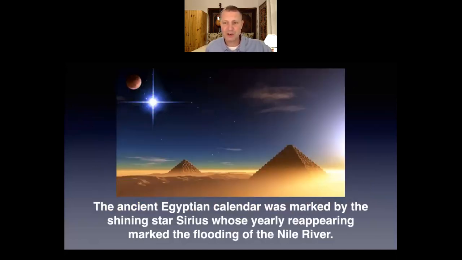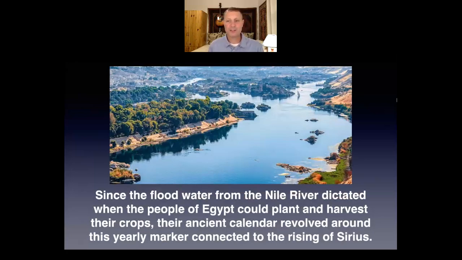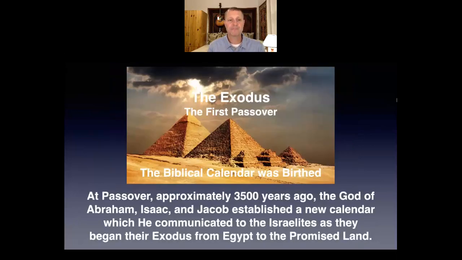The ancient Egyptian calendar was marked by the shining star Sirius, whose yearly reappearing marked the flooding of the Nile River. Since the floodwater from the Nile River dictated when the people of Egypt could plant and harvest their crops, their ancient calendar revolved around this yearly marker connected to the rising of the star Sirius.